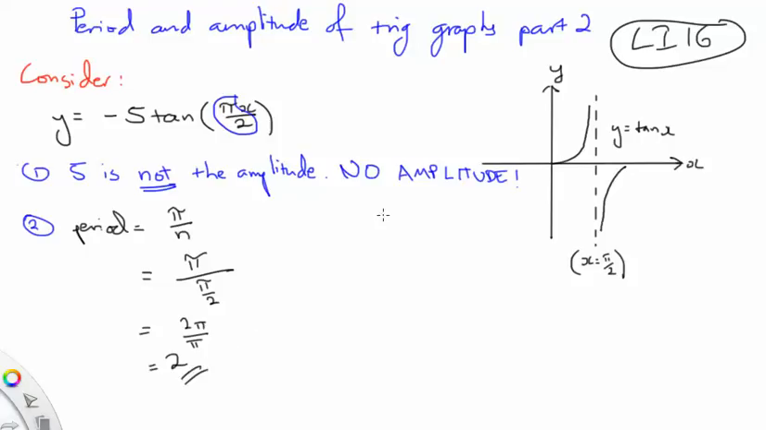Alright, key things I want you to get out of this. Tan graphs have no amplitude, and the period is a slightly different calculation.